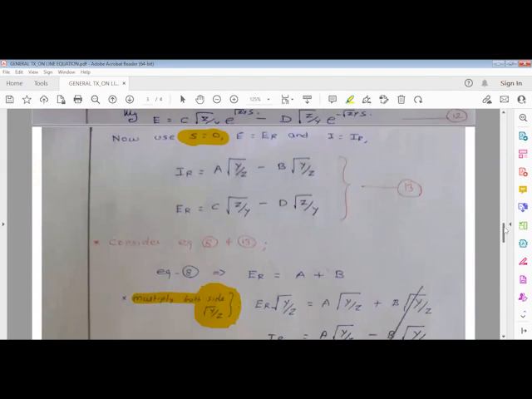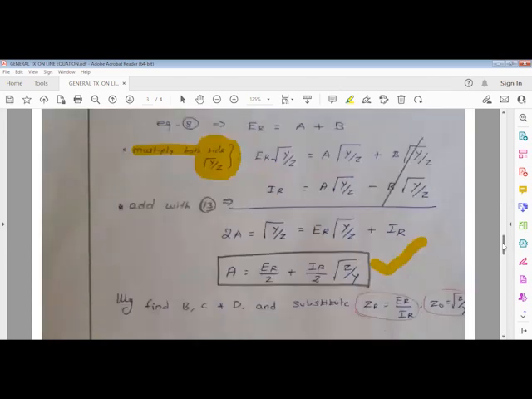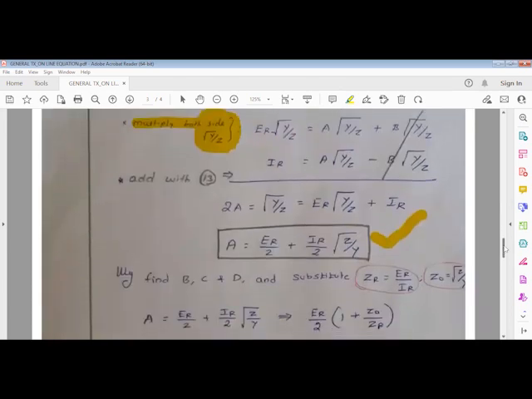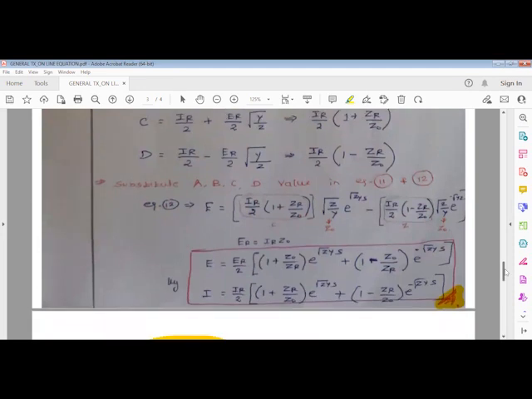We have to multiply both sides of equation 8 by root of y by z. We get like this. Now this is added with equation 13, and the B term is eliminated, so only A remains. Adding these two equations, we get 2A equal to this. From that we find A. Similarly, we have to find B, C, and D. We obtain the answers A, B, C, D. The A, B, C, D answers we have to substitute in equations 11 and 12. We obtain the final equation of the transmission line.